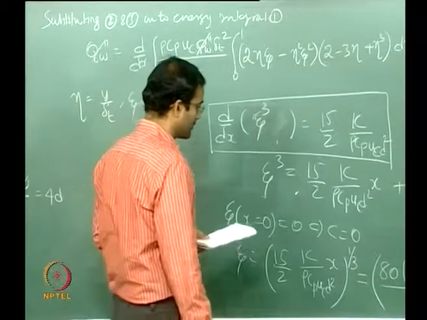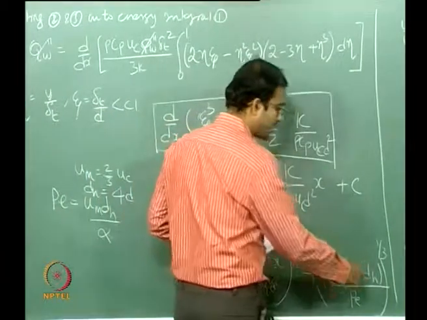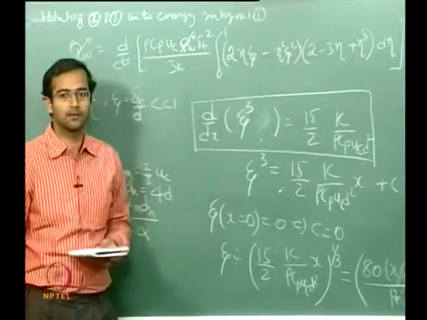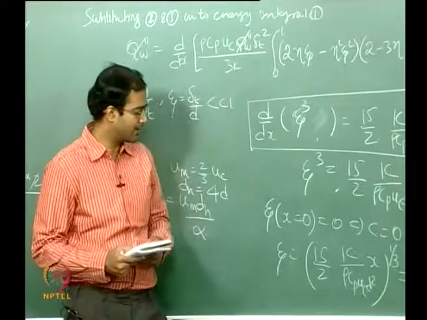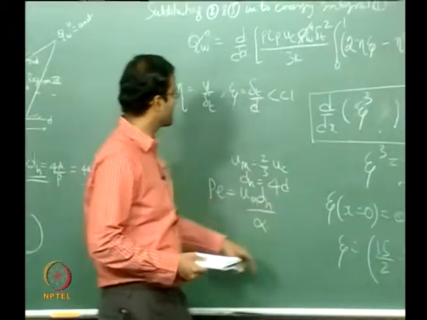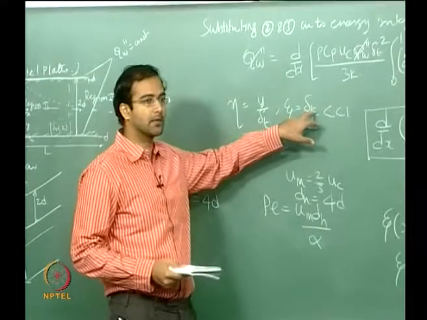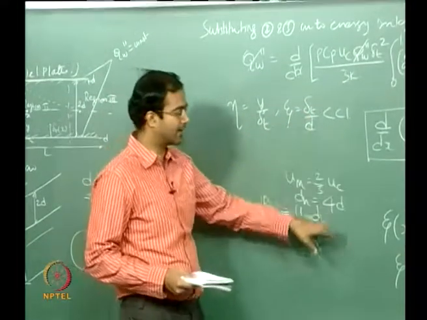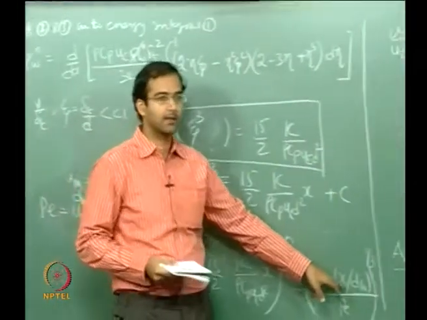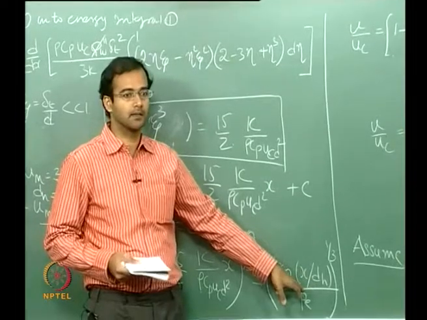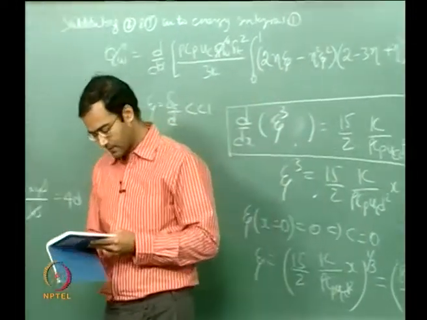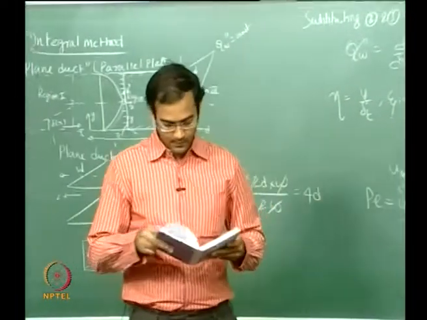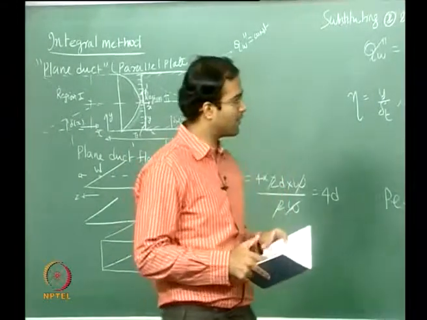Okay, so the Peclet number times x by d is nothing but the Graetz number. So you can now directly say that your zeta, which is your thermal boundary layer thickness, is directly a function of the Graetz number. Okay, so once you get this, the rest of the problem is a little bit straightforward.